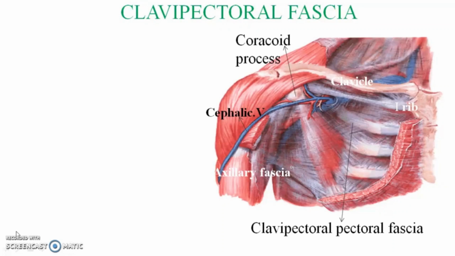That fascia we will call as clavipectoral fascia, which is very important for your exam purpose. This clavipectoral fascia, how it is taking origin and how it is getting inserted and how we can trace it out, all these details we will see now. Okay, so this clavipectoral fascia again will be pierced by some important structures. Everything I will teach you now.